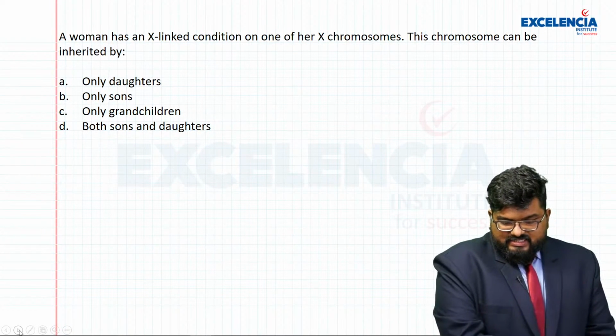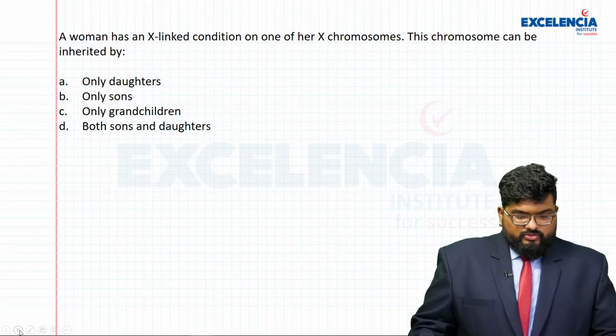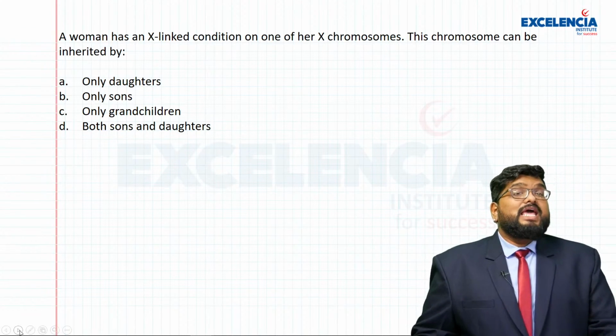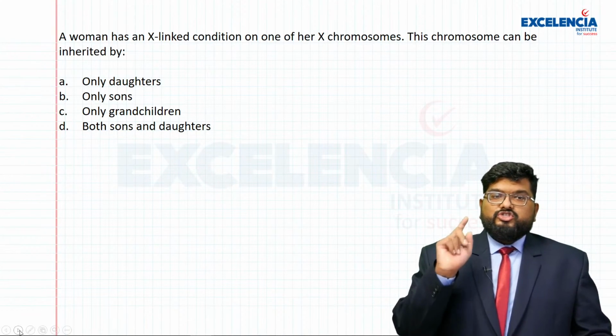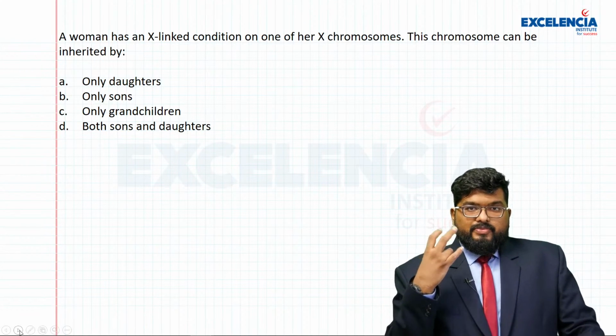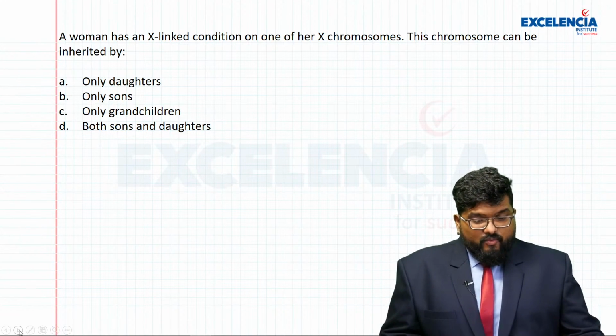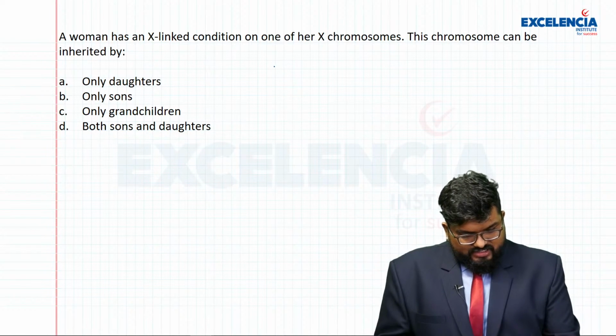A woman has an X-linked condition on one of her X chromosomes. This chromosome can be inherited by... genetics, okay, principles of inheritance and variation, where we are taking a look at sex-linked inheritance.